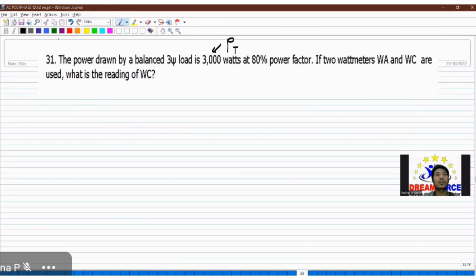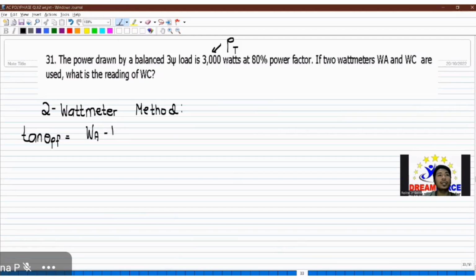So para mahanap si wattmeter reading of C, again, this is a 2 wattmeter method. Therefore, pwede mong gamitin yung formula. Yun muna yung unahin nating gamitin na equation natin. From that, we have the tangent of your power factor angle, which is given naman. This is equivalent to wattmeter 1. Specify na natin. So in the case of our problem, wattmeter A minus wattmeter C divided by wattmeter A plus wattmeter C.